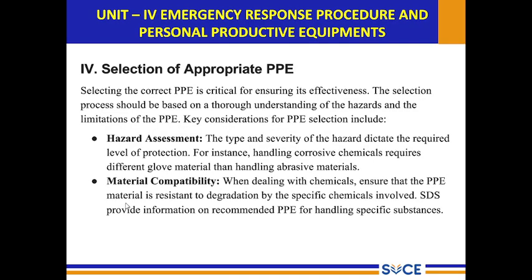Selection of appropriate PPE becomes the next topic. In this subtopic, selection of the correct PPE is very important. Selection of correct PPE is critical for ensuring its effectiveness. The selection process is based on a thorough understanding of the hazard and the limitations of the PPE. We have to see both. We should understand the nature of the hazard prevailing in the surroundings, and you should also know the limitations of PPE. We cannot completely protect everything. We don't have such developed PPEs for protecting each and everything. So out of that, we can take the best and then start protecting ourselves.